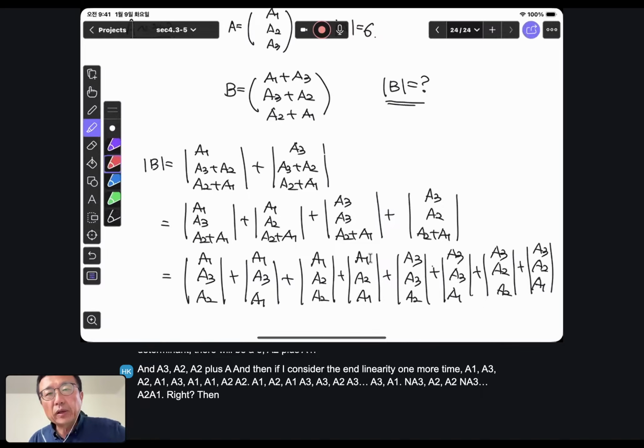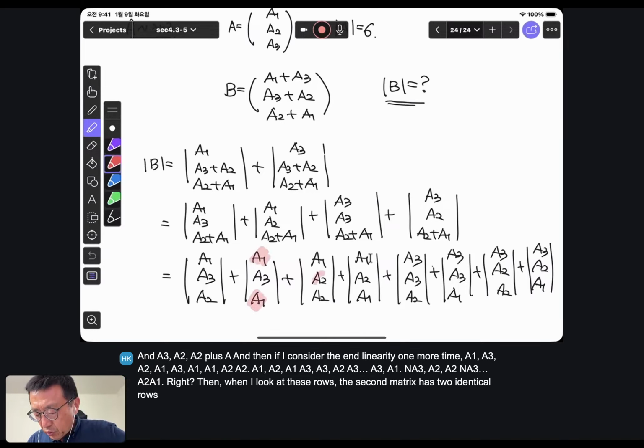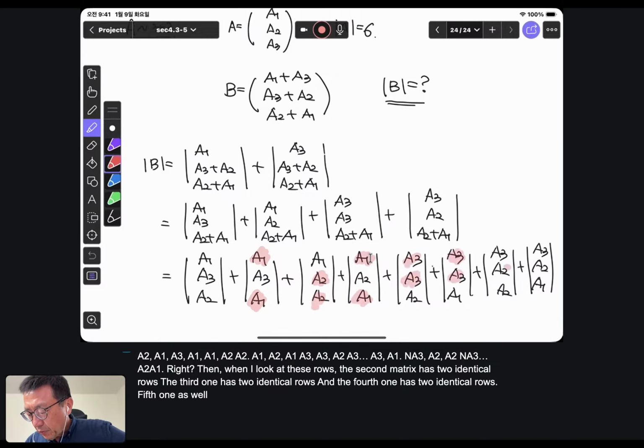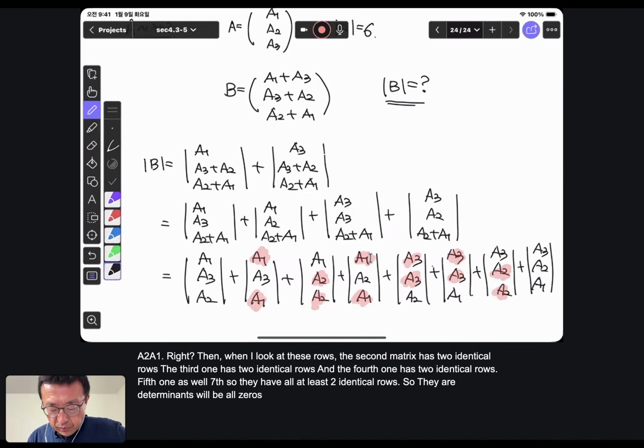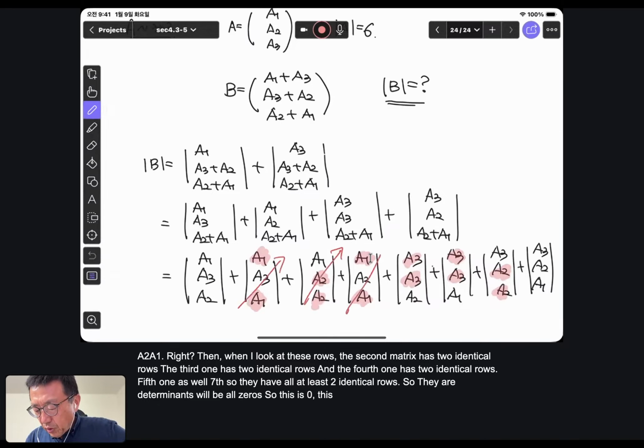Then when I look at these rows, the second matrix has 2 identical rows. The third one has 2 identical rows. And the fourth one has 2 identical rows. Fifth one as well. Sixth, seventh. So they all have at least 2 identical rows. So their determinants will all be zeros. So this is a 0, this is a 0, 0, 0, 0, 0.